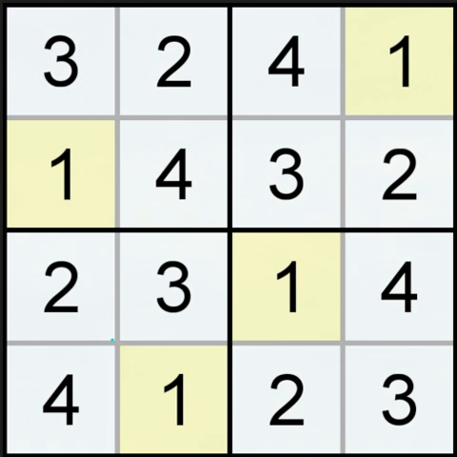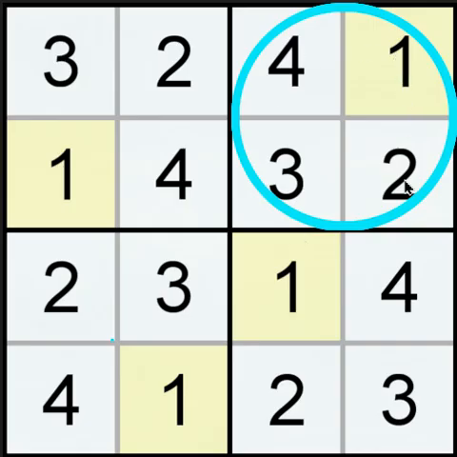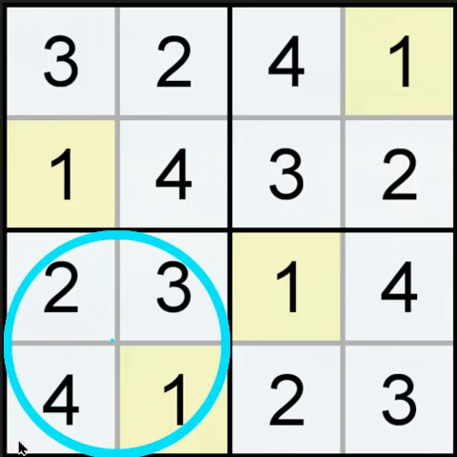Congratulations! We have solved our first Sudoku. Notice that every small black region has the numbers 1, 2, 3, and 4. The upper left region, 1, 2, 3, 4. The upper right region, 1, 2, 3, 4. The lower right region, 1, 2, 3, 4. The lower left region, 1, 2, 3, 4.